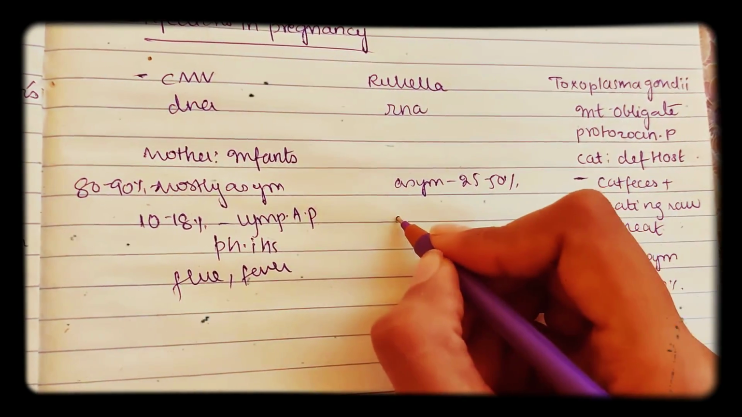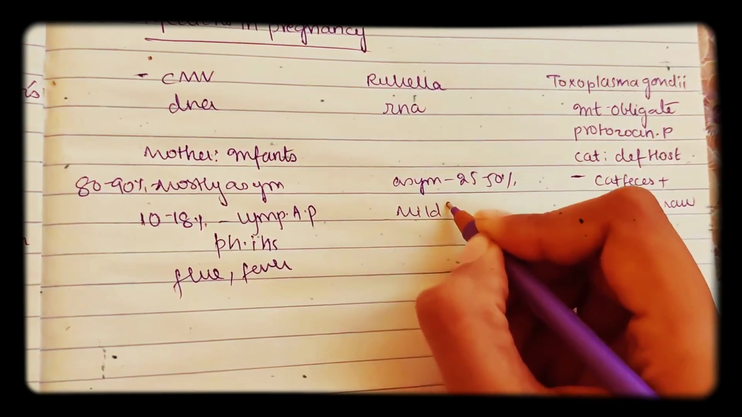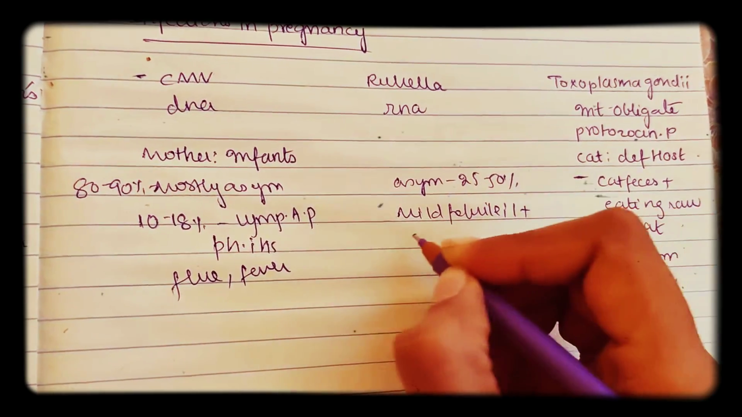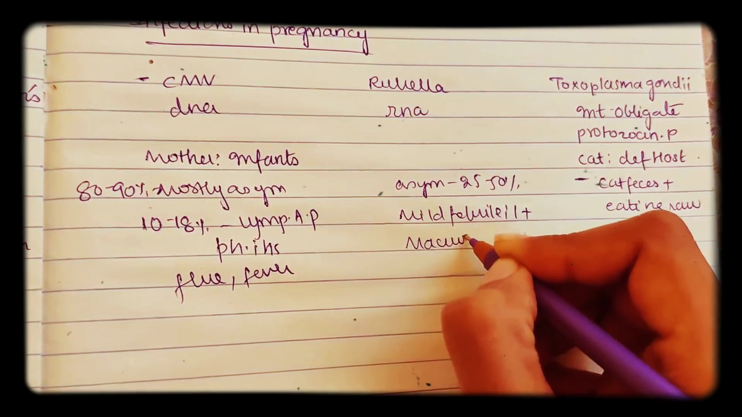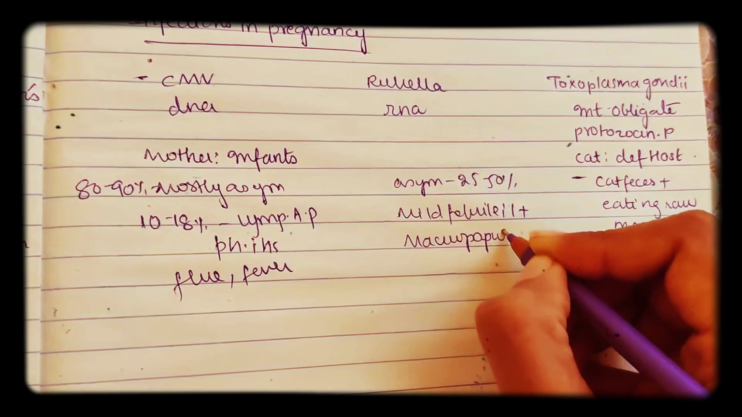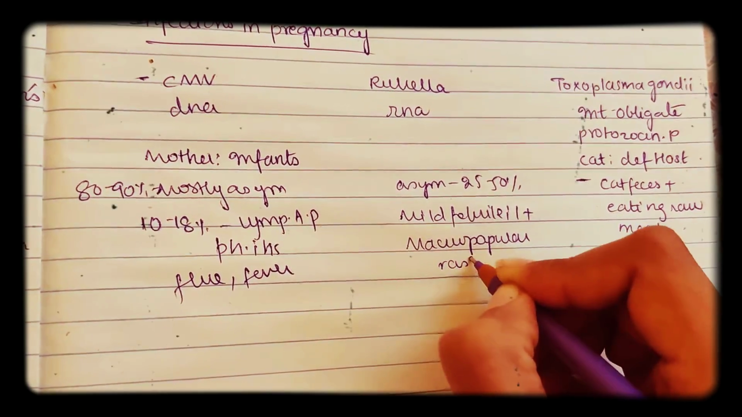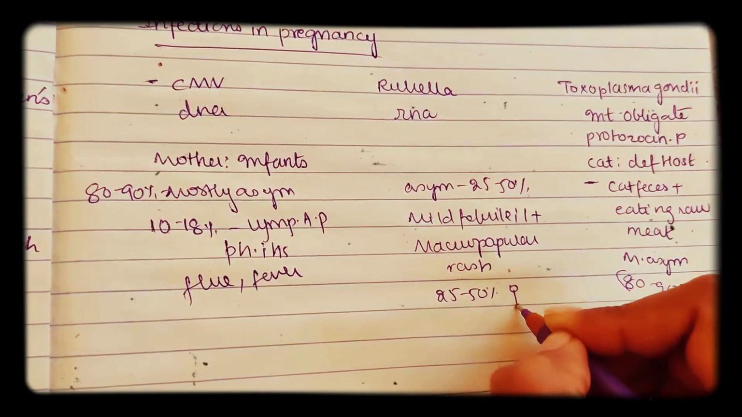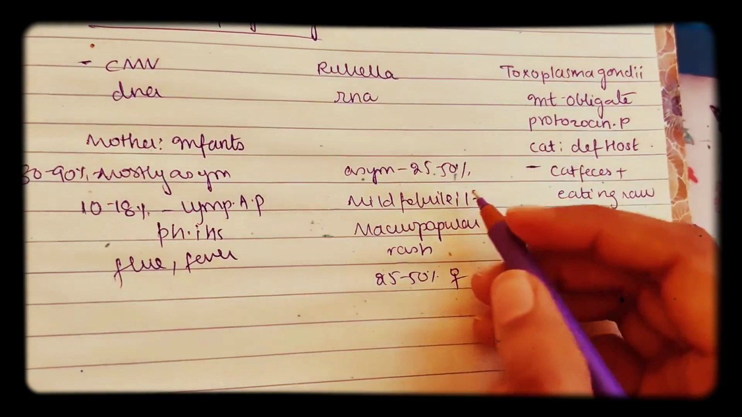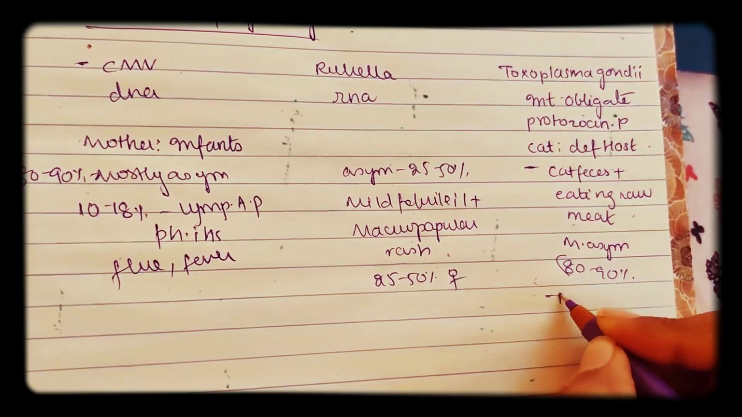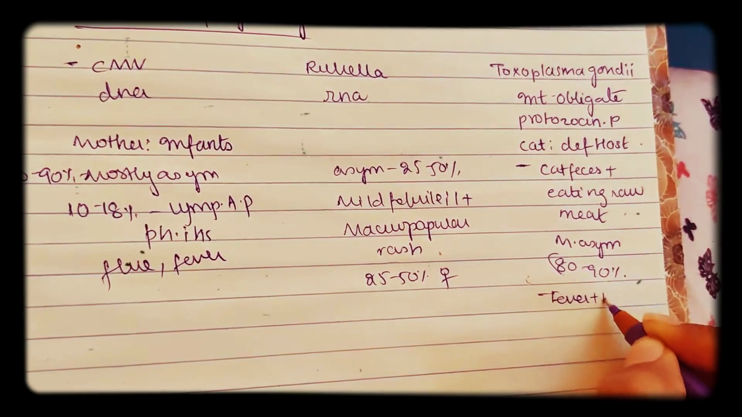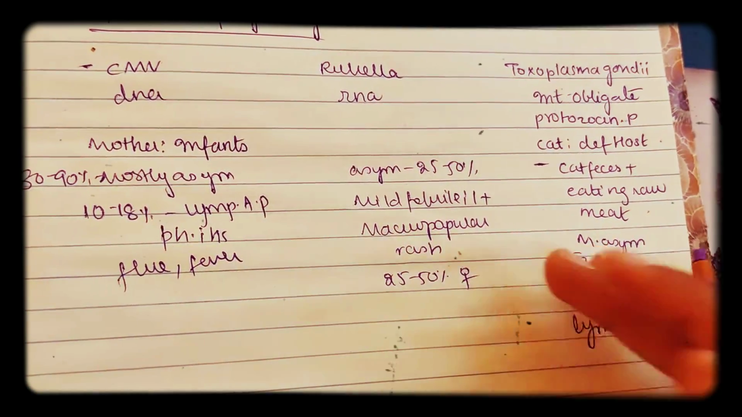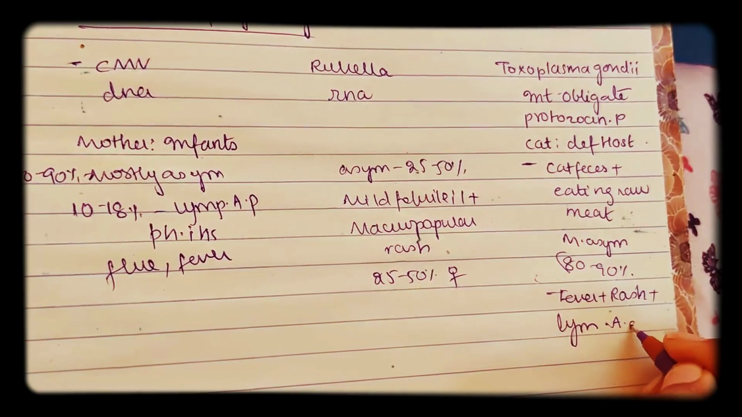Coming to rubella, you are seeing a mild febrile illness along with a maculopapular rash. This is very important here, maculopapular rash. And 25 to 50% of females are asymptomatic, as already discussed. Now coming to Toxoplasma gondii, here they have fever, they also have rash, and they also have lymphadenopathy. So it's a mixture of all three.